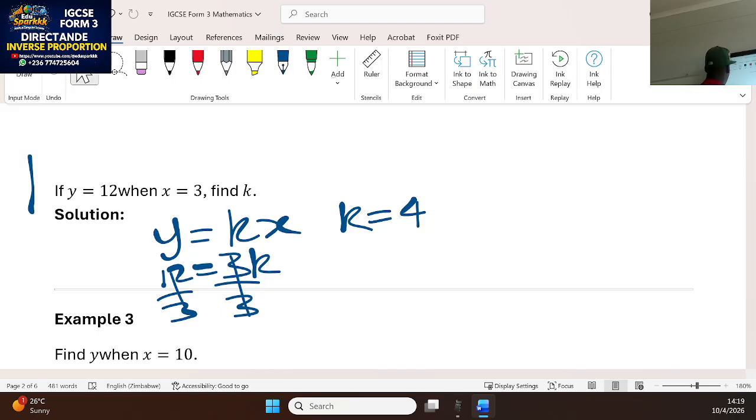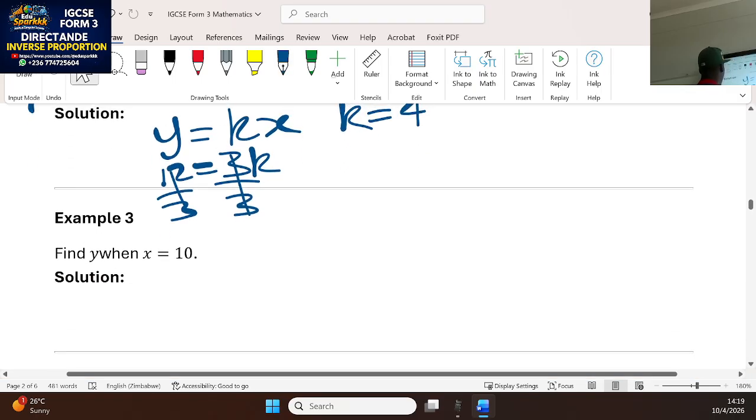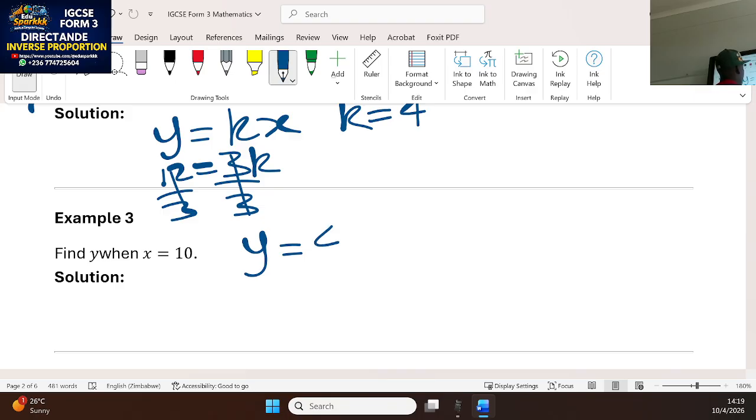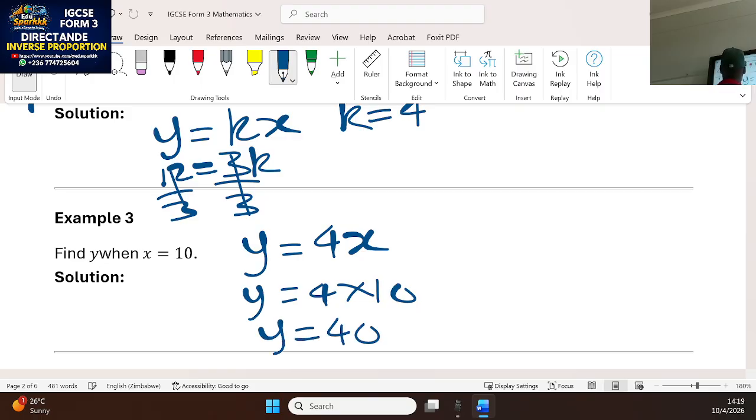Then the next problem: we're interested in finding y when x is 10. But remember, our relationship is no longer kx, it is now 4x. So if x is known, we can find y. y will be 4 multiplied by 10. Therefore, y will be 40.